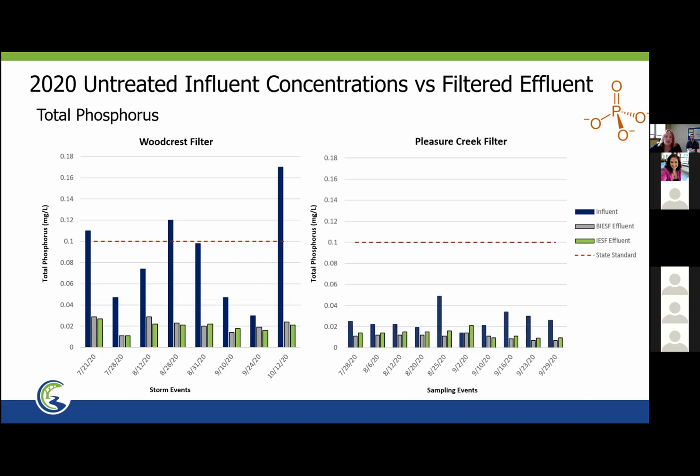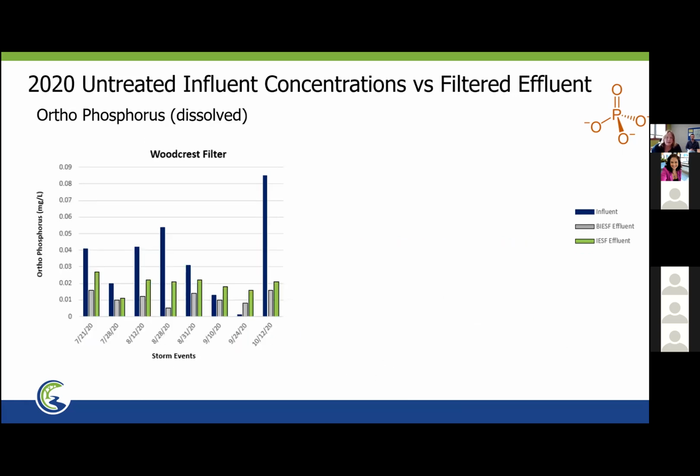And kind of the same thing at Pleasure Creek. And again, here we just have much lower levels of incoming pollutants. So we're having removal, but when your incoming load is only 0.02, 0.03, your filtered water, less than 0.01, it's very, very clean. Not a whole lot of phosphorus to reduce in the first place here.